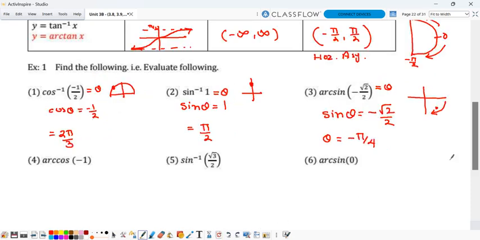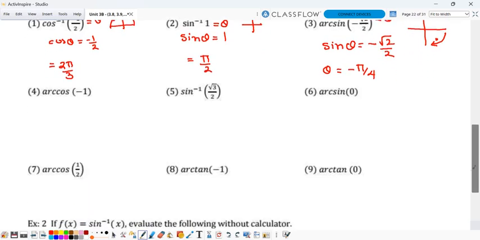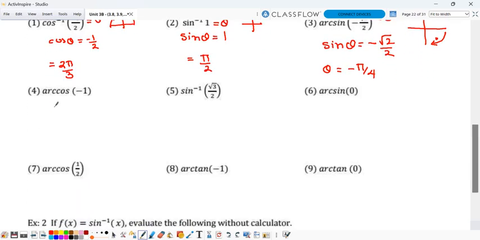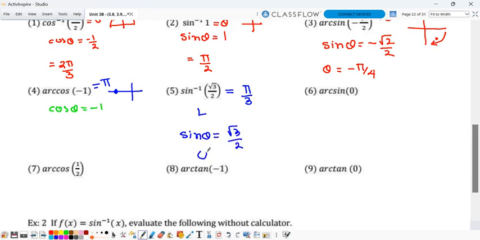Okay, so let's check all the answers. Arc cos of negative 1, which means cosine theta is negative 1. What's the angle so that cosine is negative 1? Cosine is negative 1 here, so the answer is pi. Sine of root 3 over 2, that means small, medium, or large? This is a large angle, which is pi over 3. You can say that what that means is, again, sine theta is root 3 over 2.